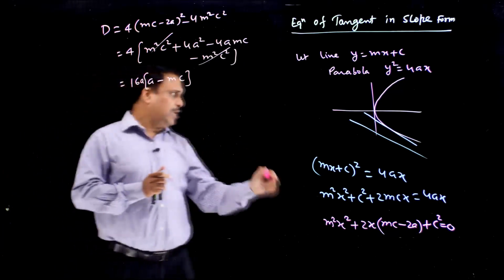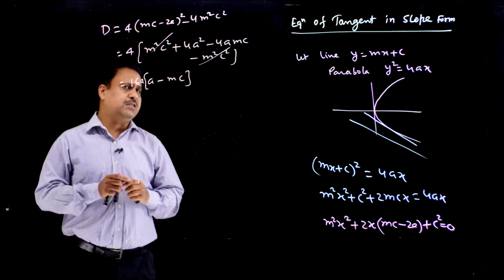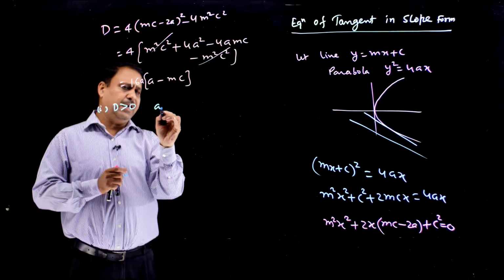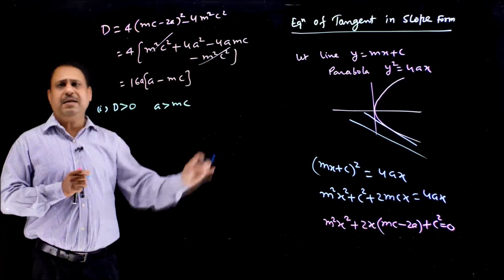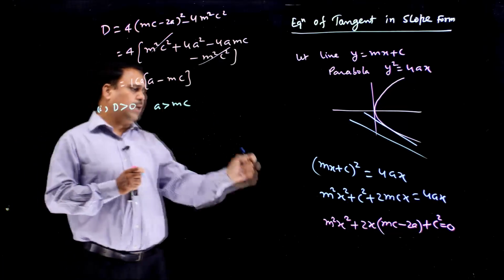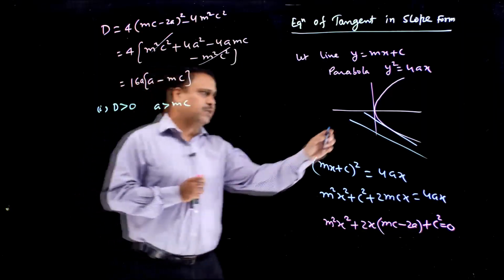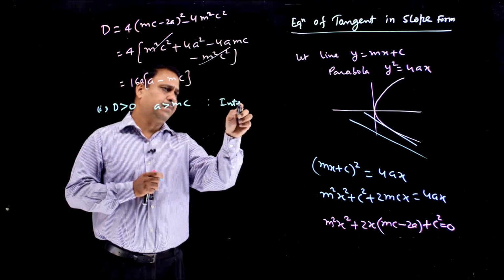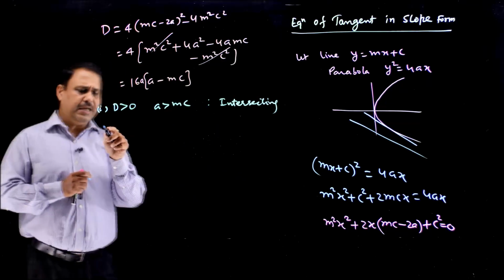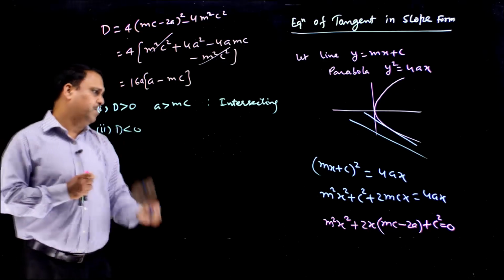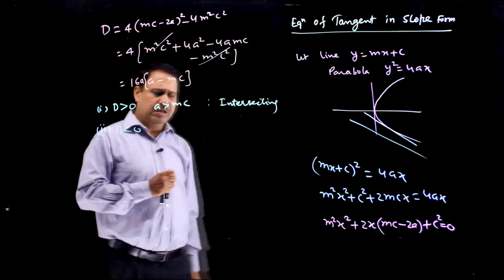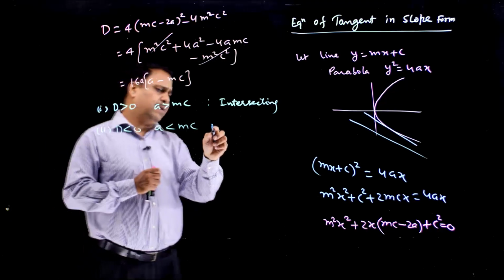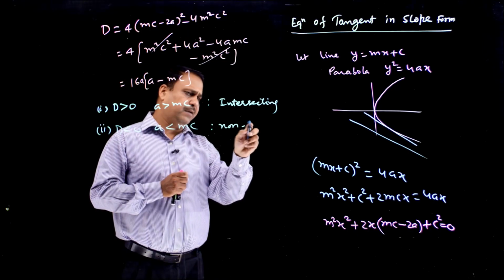If this equation has two real and distinct values of x, then d must be greater than 0. So case 1: if d is greater than 0, that means a is greater than mc. This implies the line is intersecting, because I will have two real values of x, x1 and x2, corresponding to the two points where it intersects. Second case: if d is less than 0, the equation has no roots, so the line is non-intersecting. That means a minus mc is less than 0, or a is less than mc; the line is outside.